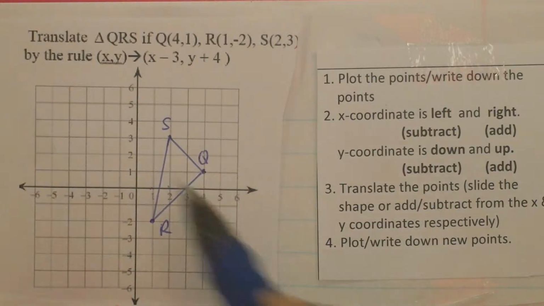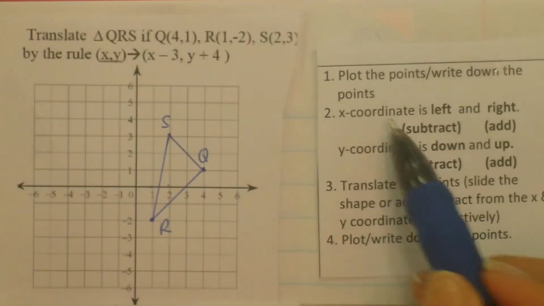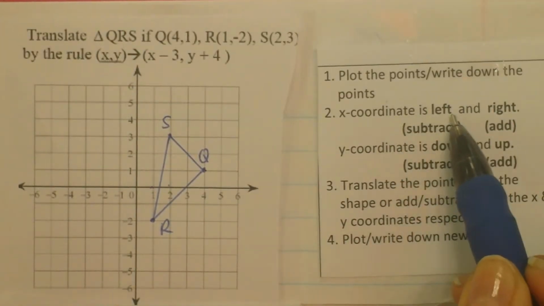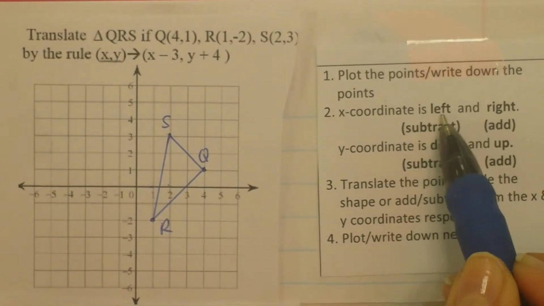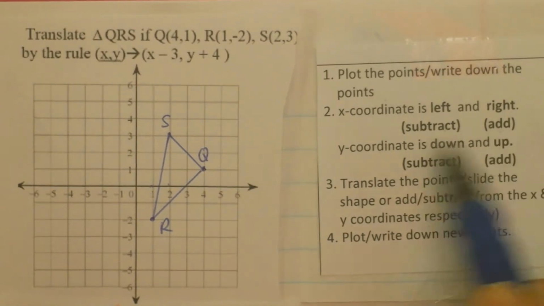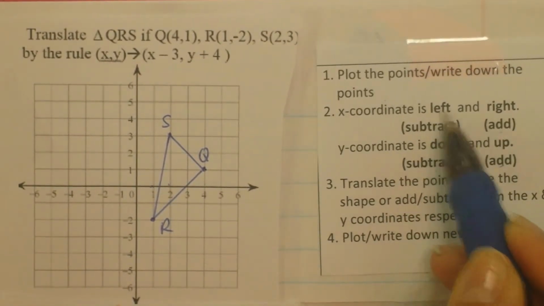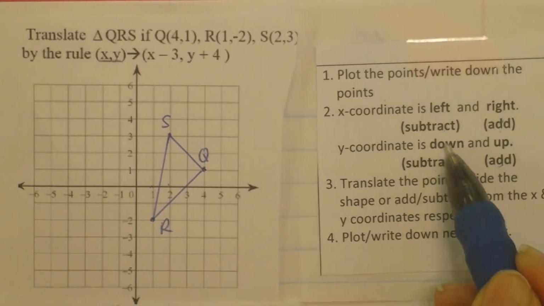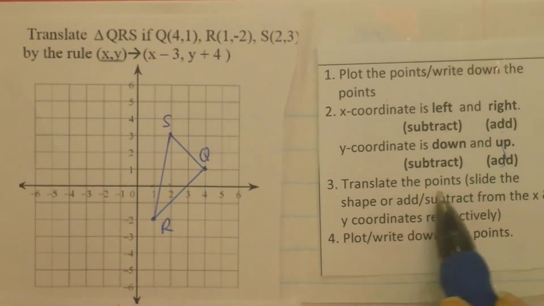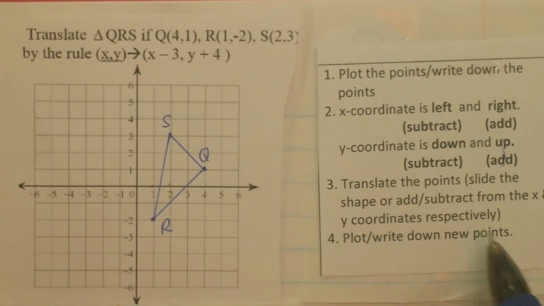Okay, now I've plotted the points. I don't need to write them down because they're already written down. Number 2, X coordinate is left. It means to go left or to move left. X coordinate is left and right, subtract and add. Y coordinate is up and down, subtract and add. So if you're going left, you're subtracting. If you're going right, you're adding. If you're going down, you're subtracting. Going up, you're adding. Translate the points. Slide the shape or add and subtract from the X and the Y coordinates respectively.